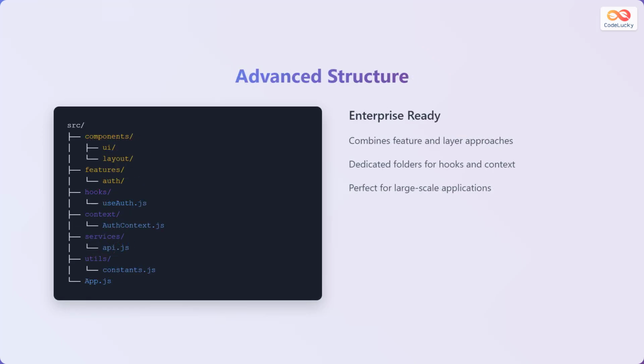Finally, let's look at an advanced structure, suitable for enterprise-level applications. This approach combines feature and layer organization. The src folder contains components with subfolders and layout, features with a subfolder auth, dedicated folders for hooks containing useAuth.js, context containing AuthContext.js, services containing api.js, and utils containing constants.js, along with app.js. This structure is perfect for large-scale applications, offering a robust and scalable architecture.